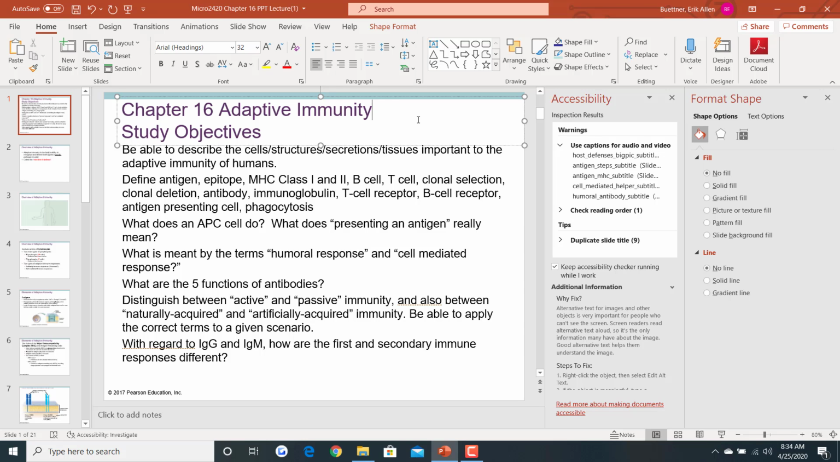But basically, if we can define and know what the cells are that are involved, some of their basic interactions, and there's a list of vocabulary, that is a big piece of being able to understand what's being presented. So we're going to go through these basics.